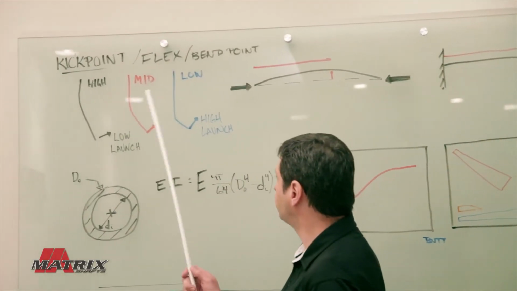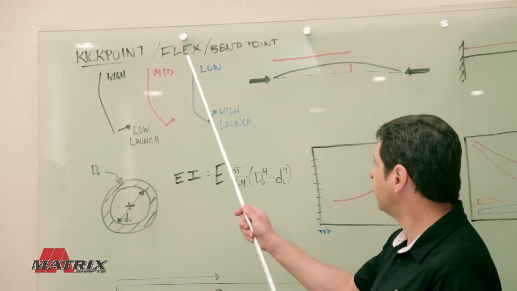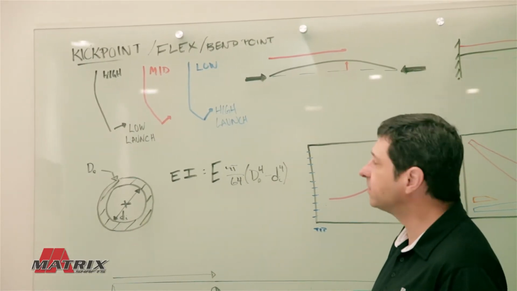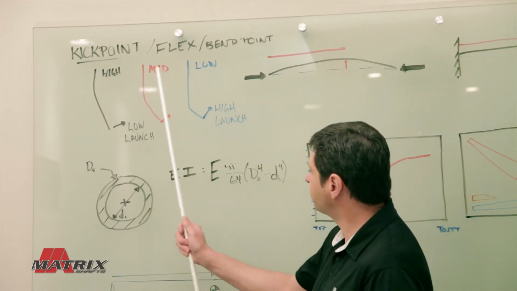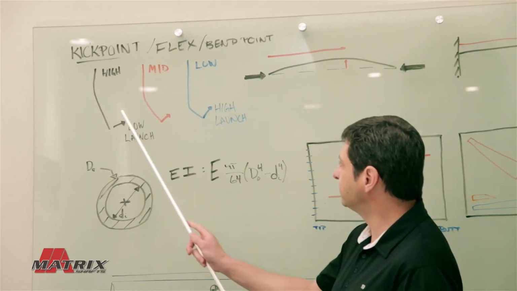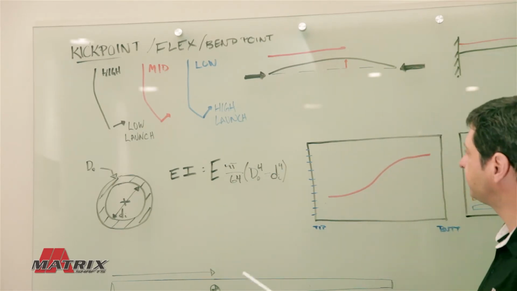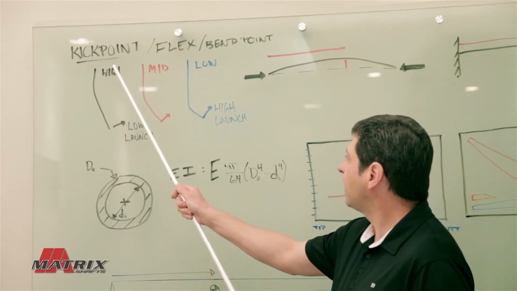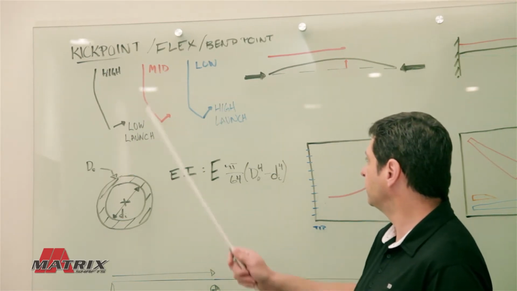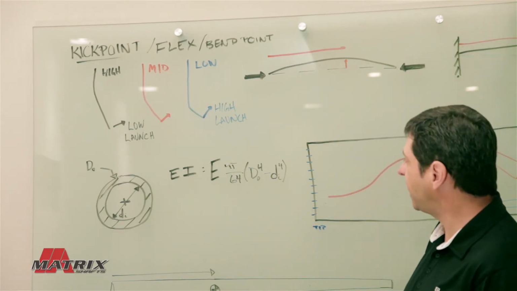We're going to start with kick point, which is pretty much used interchangeably with flex and bend point. And what people are trying to describe when they say that is where the maximum bending occurs in a shaft. We've got three shown here. We've got a high kick point, mid kick point, low kick point. And you see how the curvature changes down the shaft.